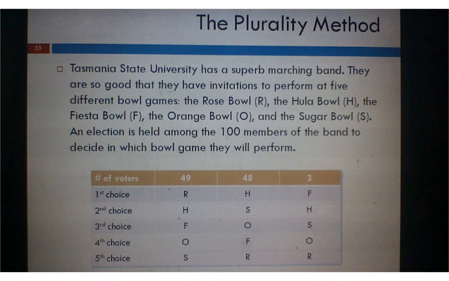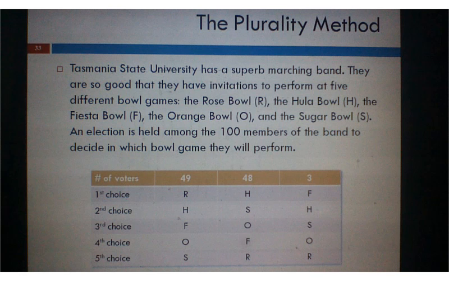Okay. This is a larger example. Tasmania State University has a superb marching band. They are so good that they have invitations to perform at 5 different bowl games. The Rose Bowl, we'll denote that with just R, and the others with just letters. The Hula Bowl, the Fiesta Bowl, the Orange Bowl, and the Sugar Bowl. An election is held among the 100 members of the band to decide in which bowl game they will perform. All right. We've got our 5 choices.